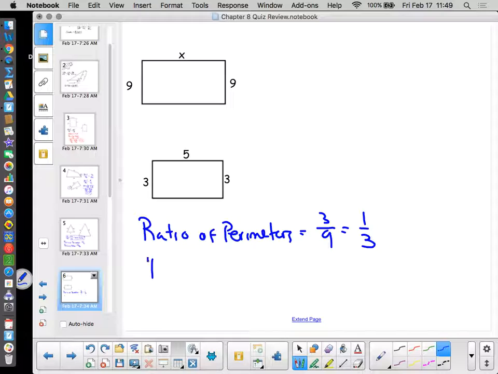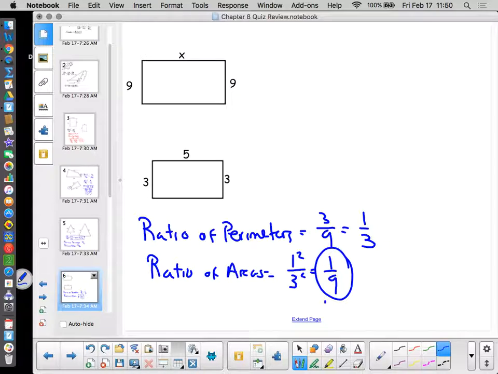So what's the ratio of areas going to be? 1/9. Is 1 squared over 3 squared, or 1 to 9. And if you did 3 to 1 here, you'd have to do 9 to 1 down here. You have to be consistent. We go down ratio of areas and ratio of perimeters. It's the same as the scale factor. Unless it asks me to, I don't actually have to calculate the actual area or perimeter.